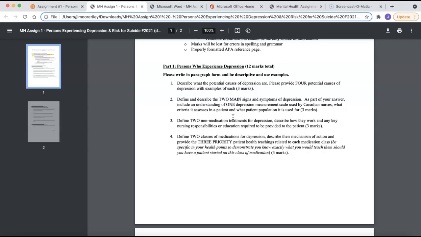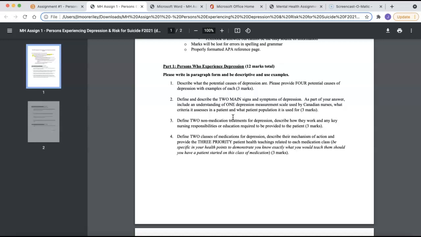So find a depression measurement scale. It needs to be something that Canadian nurses use. You need to tell me what kind of criteria. You don't have to tell me every single question, but what are the things that it assesses in a patient, and what patient population is it meant for? You might choose to focus on something that's more related to children. You might choose something more specific to young adults, but you need to identify that, because not all measurement scales are created equal and look at the same things in all different populations.